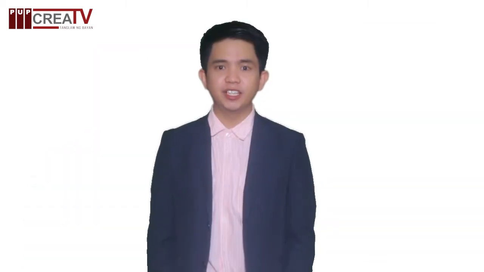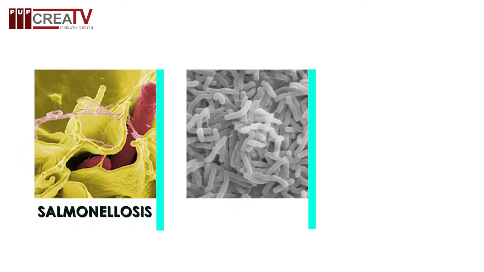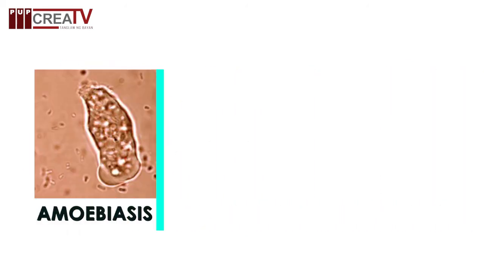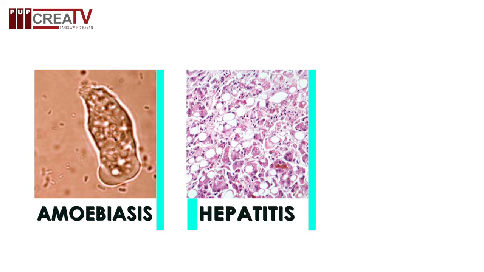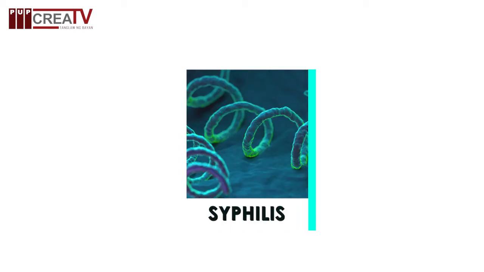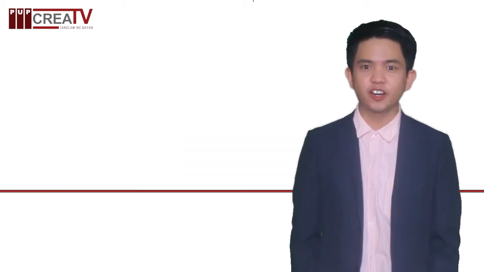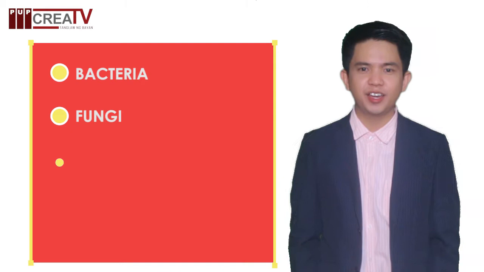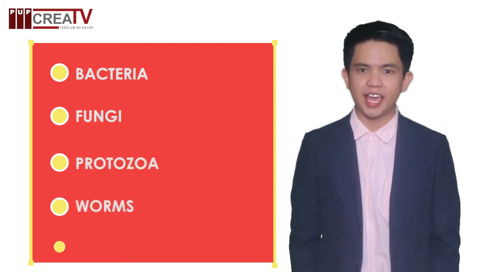You might have heard of these diseases: salmonellosis, cholera, malaria, amoebiasis, hepatitis, gonorrhea, and syphilis. All these infectious diseases are caused by disease-causing microbes called pathogens, which include bacteria, fungi, protozoa, worms, and viruses.